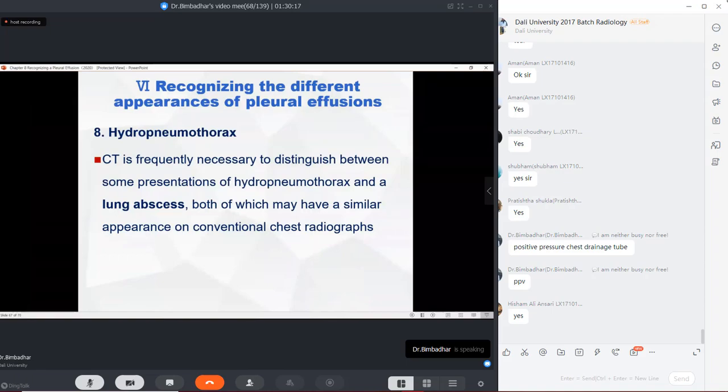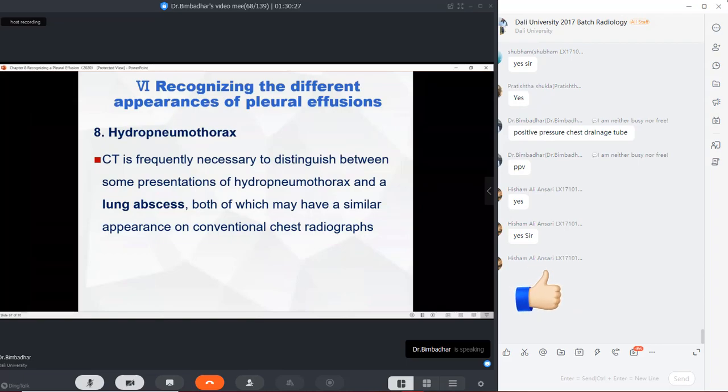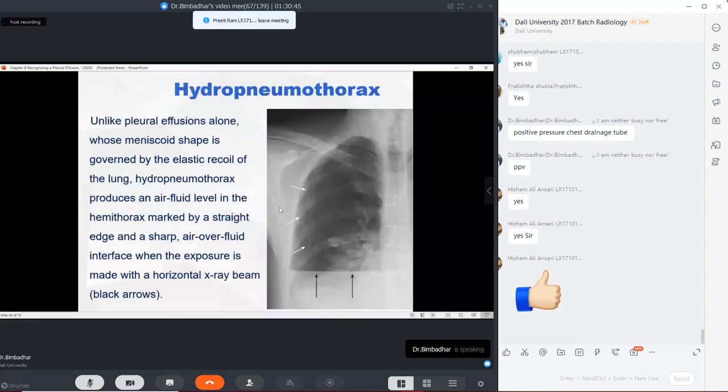Is this clear now, Hisham? Why do cavities not have an air fluid level? Because of the liquefactive necrosis in them, right? But an abscess is a gas gangrene formation, so that's the reason they will have an air fluid level. Okay, so how do we differentiate a lung abscess from a cavity? A lung abscess has an air fluid level. We will be dealing with that in tuberculosis patients once again. Okay, right?